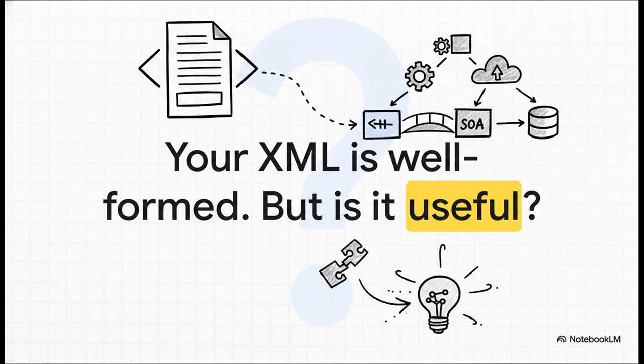So let's jump right in with a big question. Having a well-formed XML document is a great start, for sure, but is it really enough? How do we make sure it's not just grammatically correct, but actually useful? Truly interoperable in a super complex system like a service-oriented architecture. That's the challenge we're about to solve.